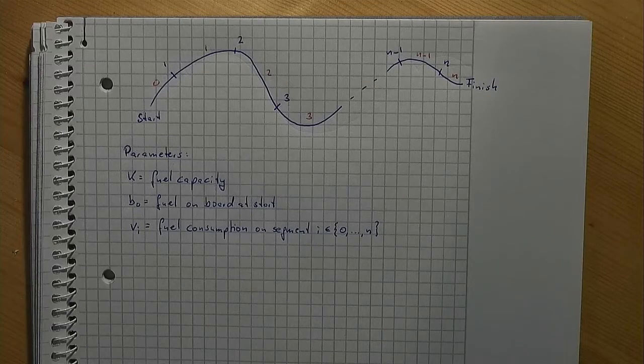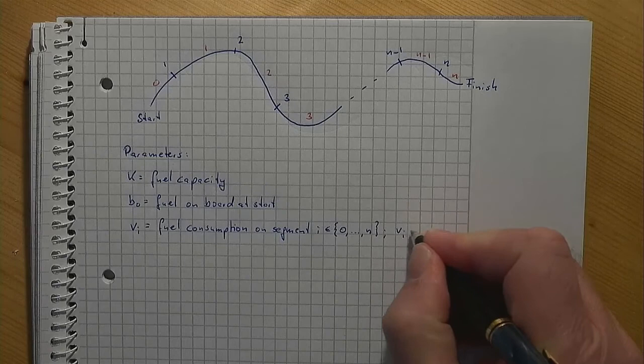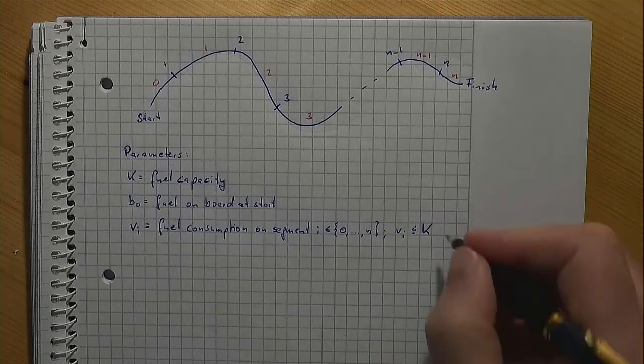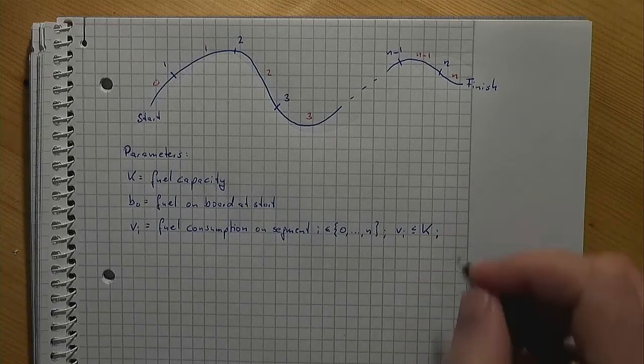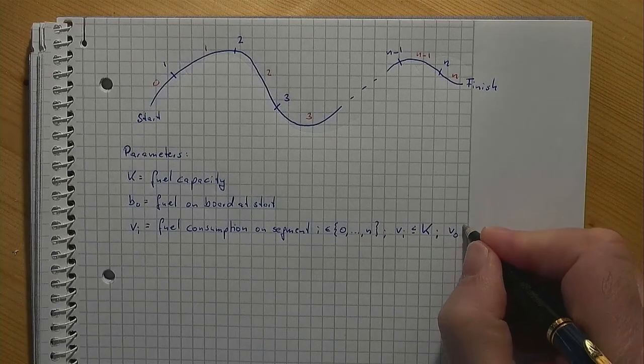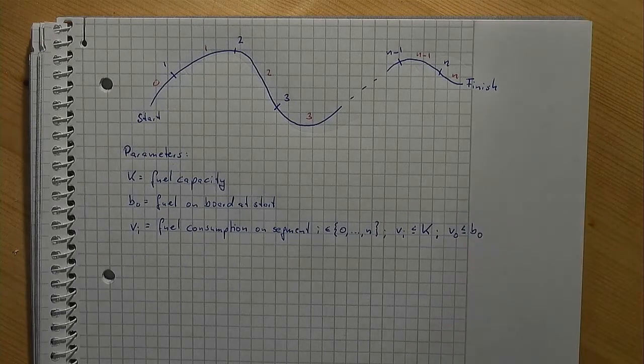It makes sense to assume vi is less than or equal to k, because otherwise we wouldn't be able to reach the next gas station.